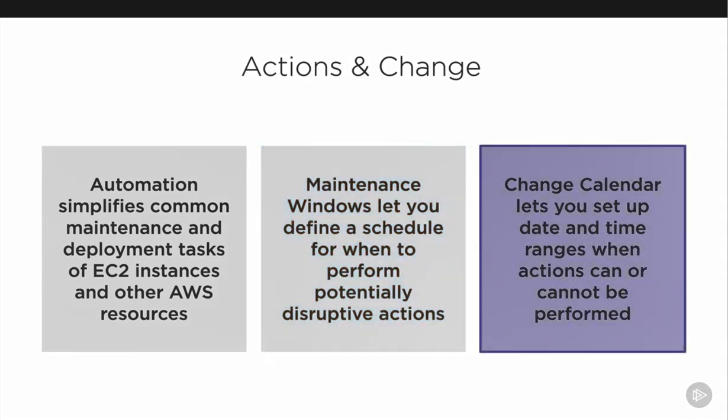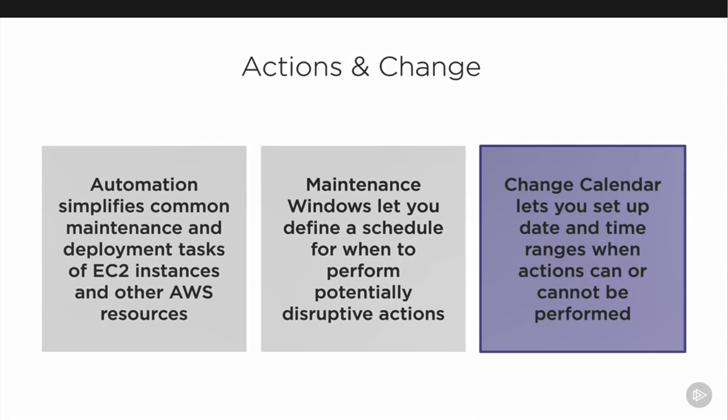The last capability that's here is change calendar. This works hand in hand with the maintenance windows, and these allow us to create date and time ranges for when actions can or cannot be performed. So it allows us to create a calendar-based schedule on when things can be done. Now, a change calendar is pretty common in large enterprises, so this is a very, very good addition by AWS for any platform or operational teams.